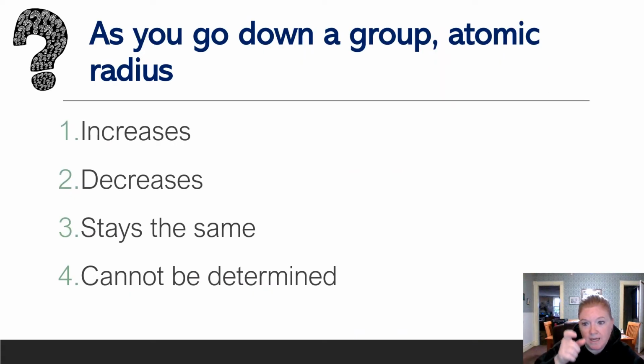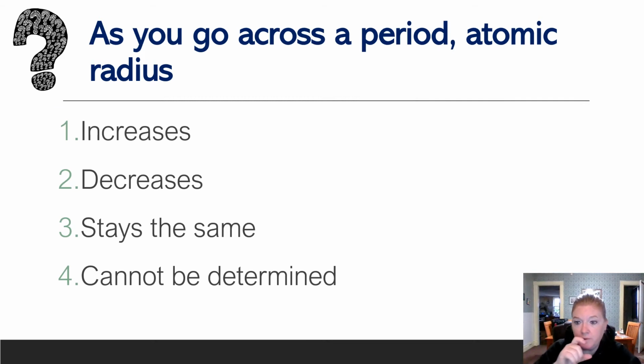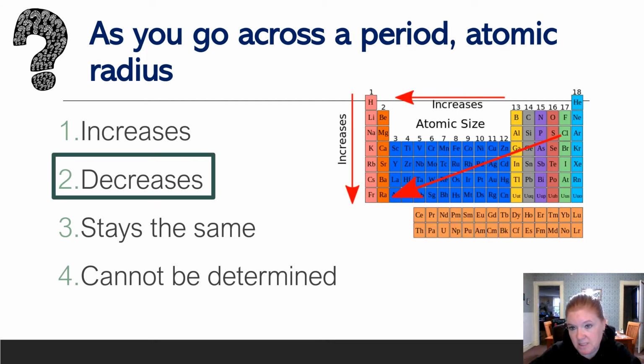As you go down a group, what happens to atomic radius? It increases. As you go across a period, what happens to atomic radius? It decreases. Okay.